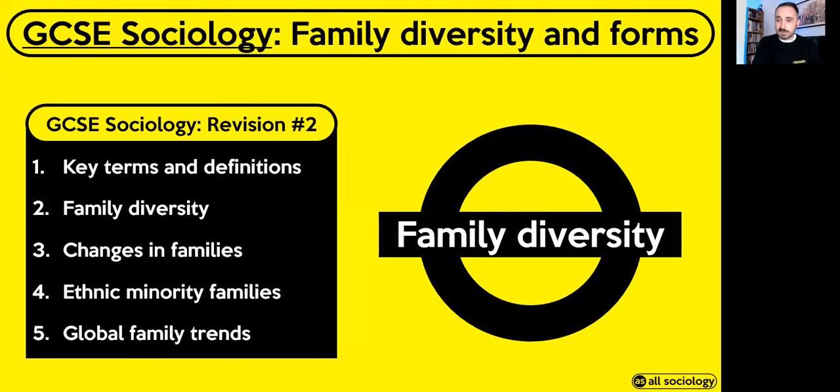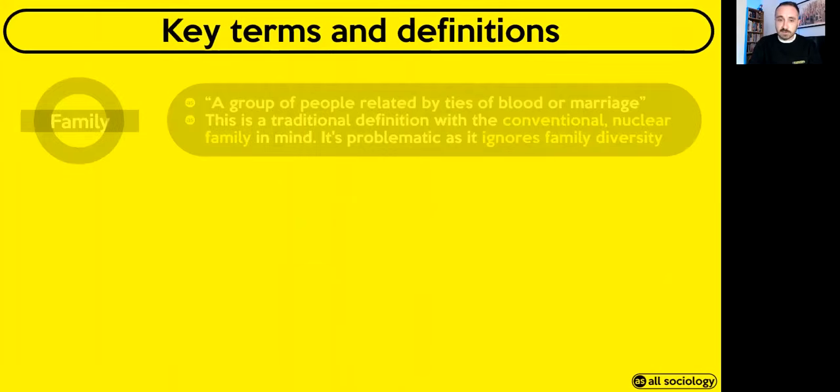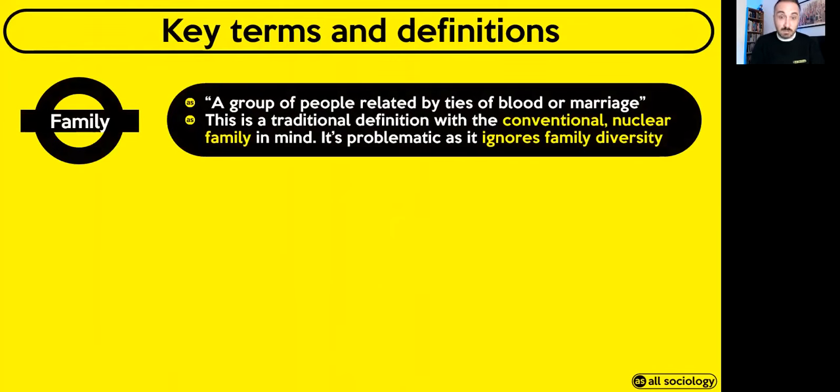So let's get into the nitty gritty of this. So first of all, key terms and definitions. Well, family is kind of an important one, isn't it? This is quite a difficult definition to start off with, really. But if you were to look up what a family is in a dictionary, it might say something like a group of people related by ties of blood or marriage.